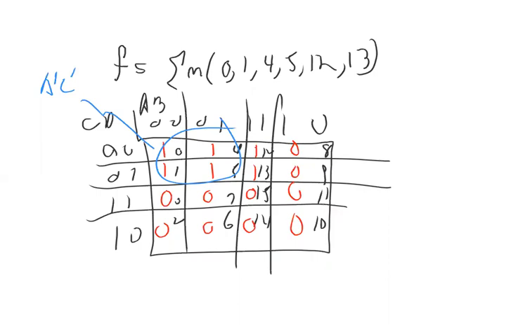12 and 13. Well, you could do that, but it would not be a minimal form. 4, 5, 12, 13. Yes, you want to make your loops as big as legitimately possible. And what do you call that second blue loop? BC prime. Looks good to me. BC prime.